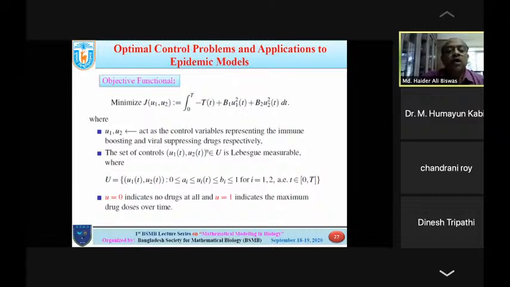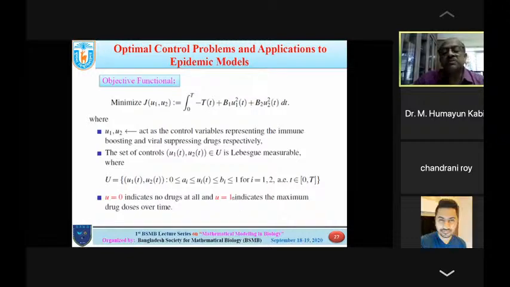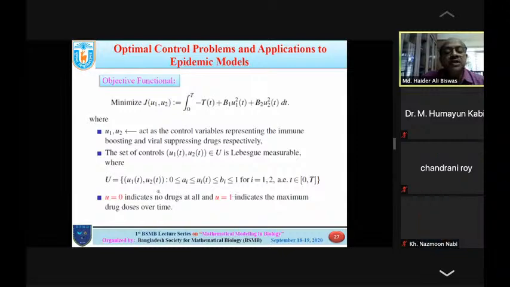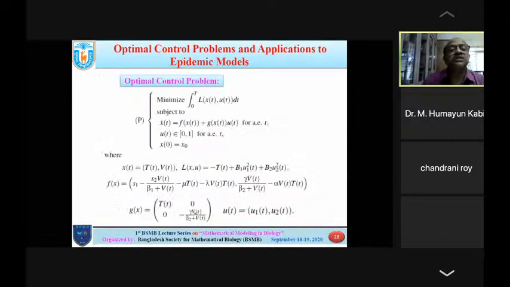These two drugs, you can see here, E1 and E2, these controls represent the immunoboosting and virus suppressing drugs. All these controls are a set taking values from 0 to 1. It is important to know why usually U takes values from 0 to 1. It is actually in the probabilistic sense: when the control is most effective, we can use maximum U1. But when there is no drug administered, then U is equal to 0. So the doses lie between 0 and 1. So this is the objective function of this type of problem.